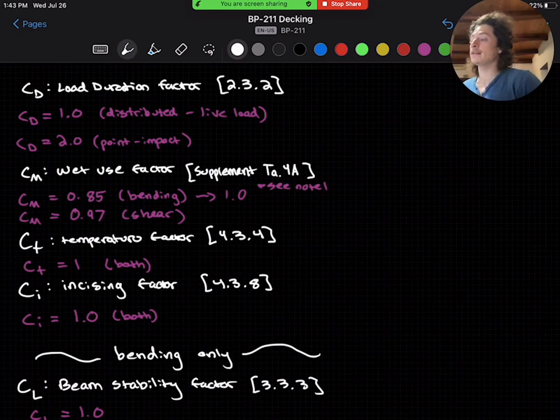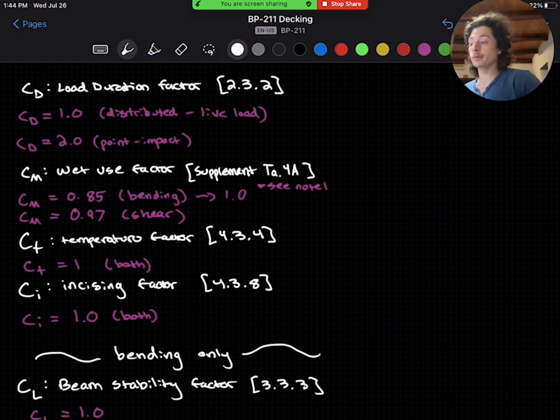We always want to take this as the shortest duration load, so that would in turn be our highest load duration factor. And it comes from a table in section 2.3.2 of the NDS. For our distributed load, we'll take a CD of 1 because that is our associated CD for a live load. And for the point load, we'll take a CD of 2.0, which is the associated value for an impact load.